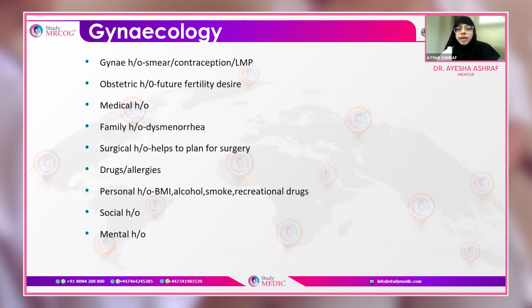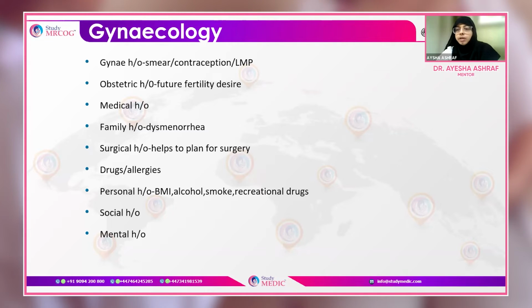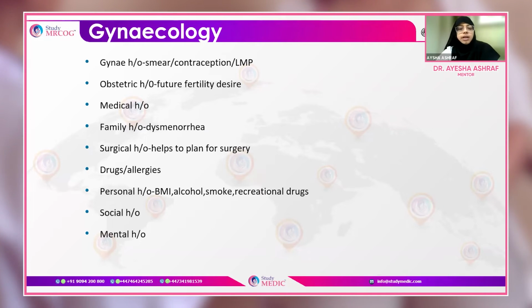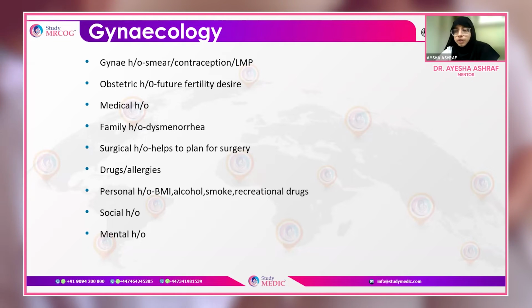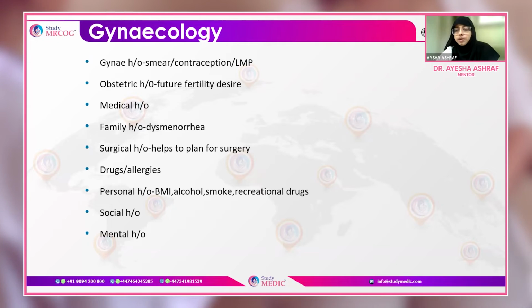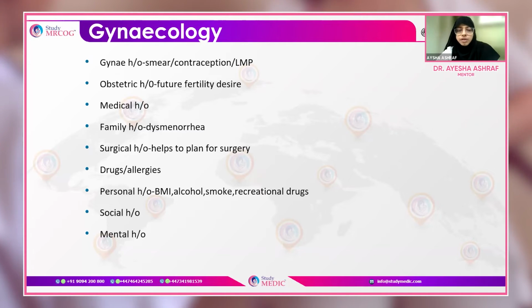Personal history, BMI, alcohol, smoking, recreational drugs need to be asked, because BMI, whether it is very low or very high, is also a risk factor for some surgeries, especially in laparoscopic surgery. And alcohol, smoking, recreational drugs are not good for general health and well-being. And also if she's undergoing any surgery, then the recovery will not be very fast.